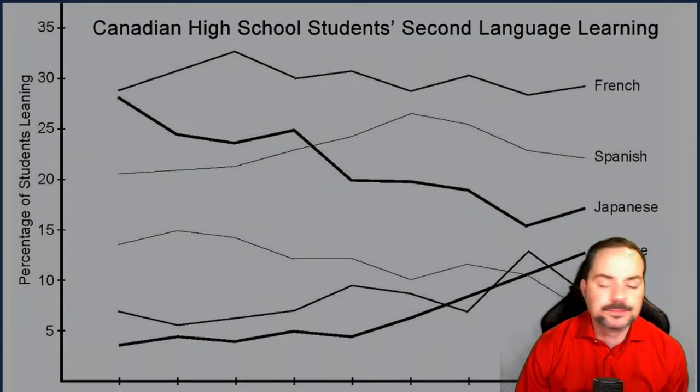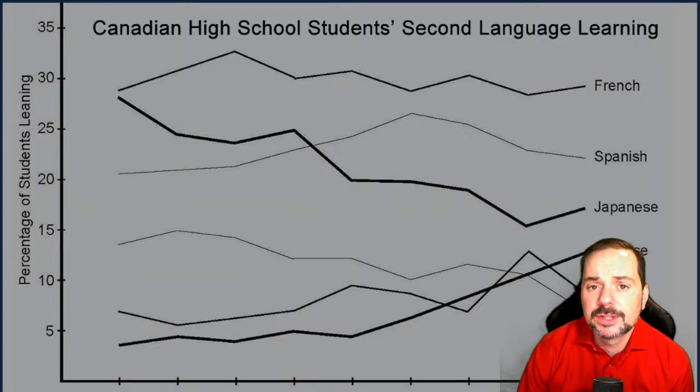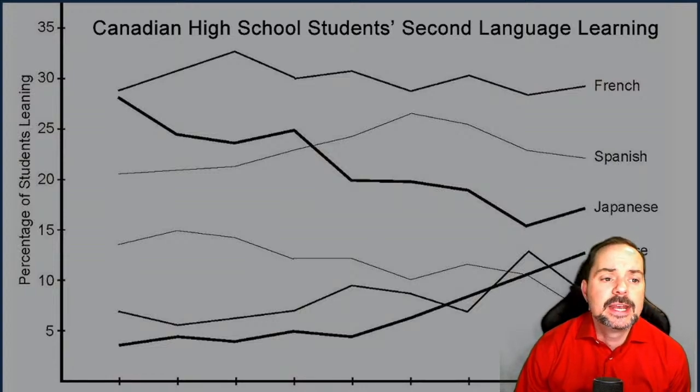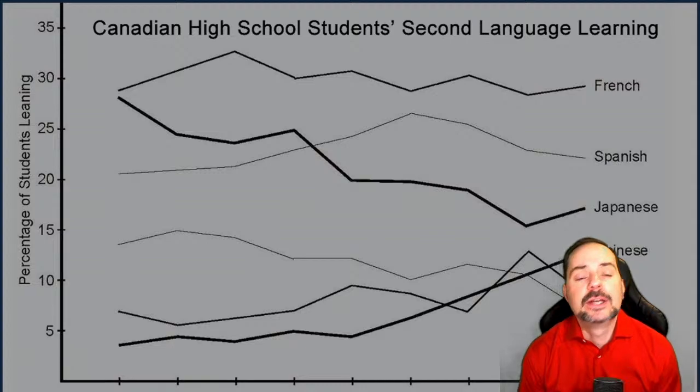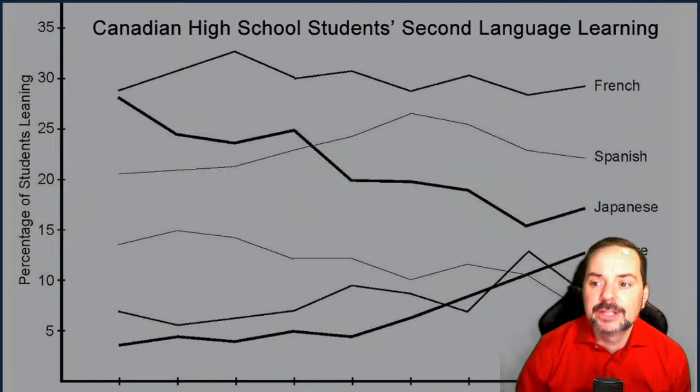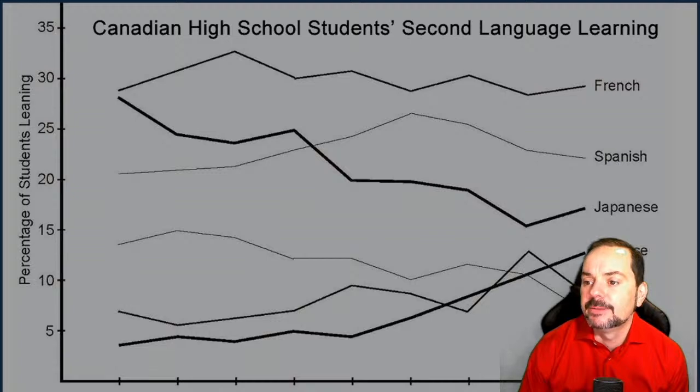Okay, so now I want to look at this graph. I want to look at it carefully, and I want to look at it from left to right, top to down. Okay, that's the way we read. That's the way we should read the graph. All right. So first of all, I have the title here, Canadian High School Students Second Language Learning. Okay, clear.